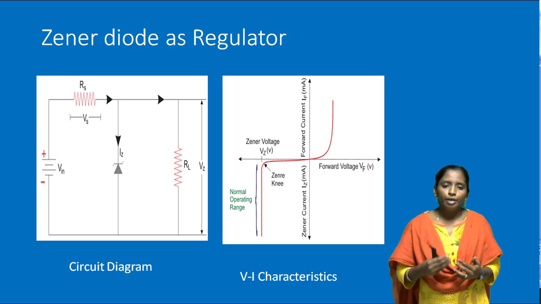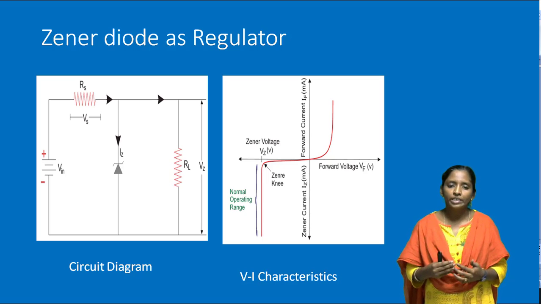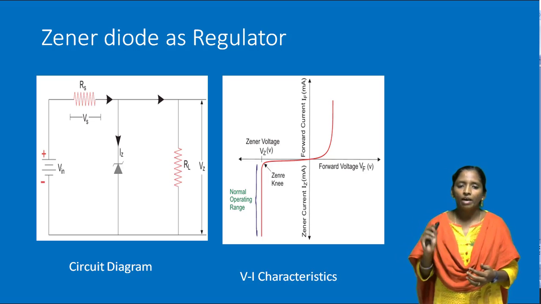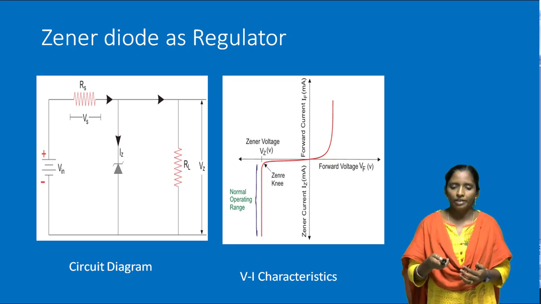Irrespective of any input variations, that is, load resistance variations, load current variations or input voltage variations, the output remains constant. That means the output is maintained at 6 volts only. There is no change in the voltage once it reaches the Zener voltage. So these are the VI characteristics of the Zener diode as a voltage regulator. Thank you.